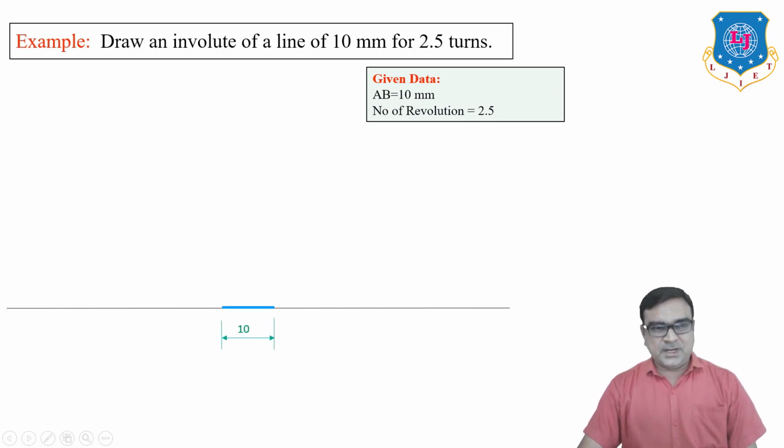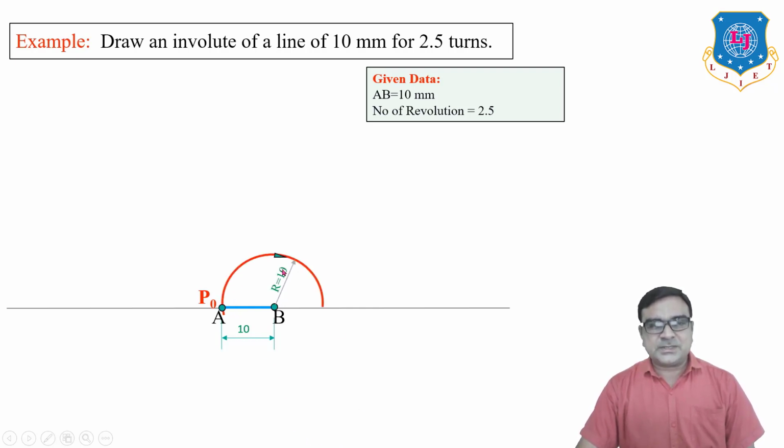So draw a horizontal line. On that line we mark a 10 mm long line AB. Now P0 is the end of the string. Actually the string is in a wound condition and we have to unwind the string from this line. So the end of the string is P0. When we unwind the string half a turn, we get a semicircle like this. The semicircle is of radius 10 and the center of this semicircle is B. So this is the involute of the line for half a revolution.